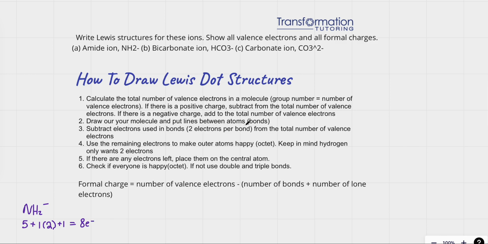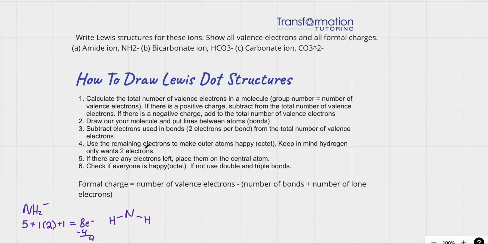Next, we draw out our molecule and put lines between atoms. Hydrogens always go on the outside. So if we ever see hydrogens, we always put them on the outside. Next, we subtract electrons used in bonds, 2 electrons per bond, from the total number of valence electrons. How many bonds do we have here? 1, 2. How many electrons were used? There are 2 electrons in each bond, so 2 times 2 is 4. We subtract 4, and we have 4 left.